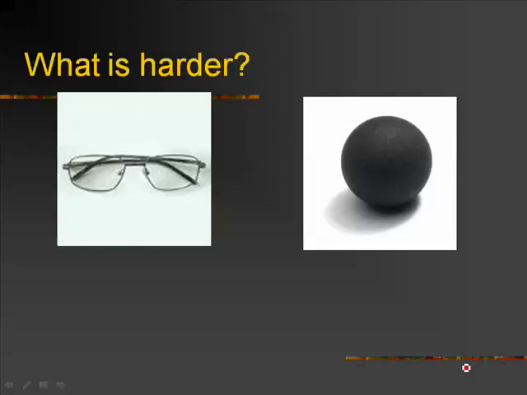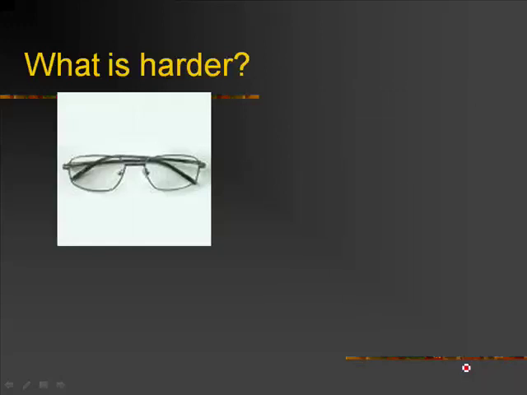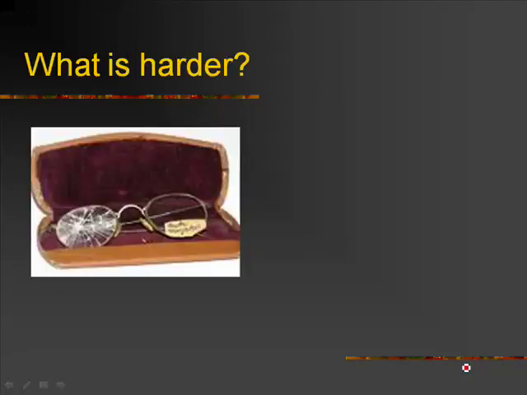So what's harder? The glass in a pair of glasses or the rubber in a rubber ball? Well, I think you agree with me that I could take a piece of glass and cut rubber, but I can't take a piece of rubber and cut glass. So the glass is definitely harder. However, what happens when you drop these? The ball bounces. No problem. You drop the glasses, what do you get? A broken pair of glasses. So glass is brittle. It breaks easily. And clearly being brittle is very different from being hard.